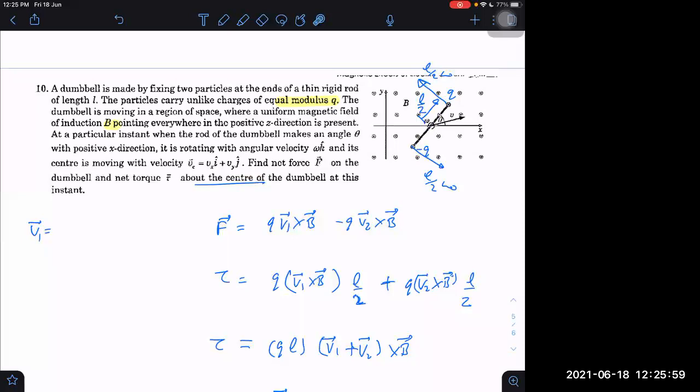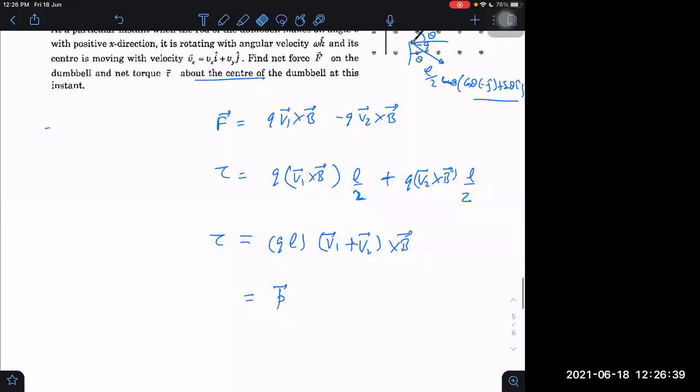So if I take components of L by 2 omega, one component will be minus i cap, one will be along j cap. I think this is cos theta along j cap minus sin theta along i cap, and for this one, again theta only, L by 2 omega, I'm getting cos theta along minus j cap plus sin theta along i cap. Right or not? Then I can get the velocities from here.